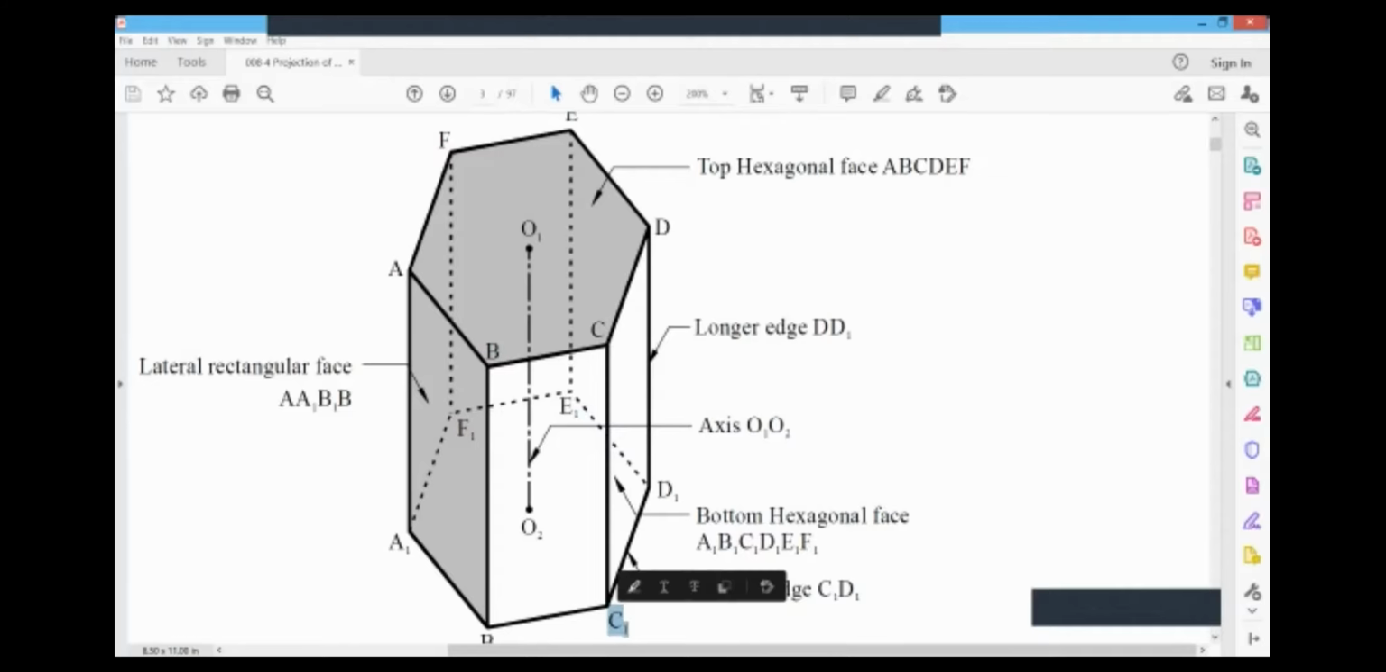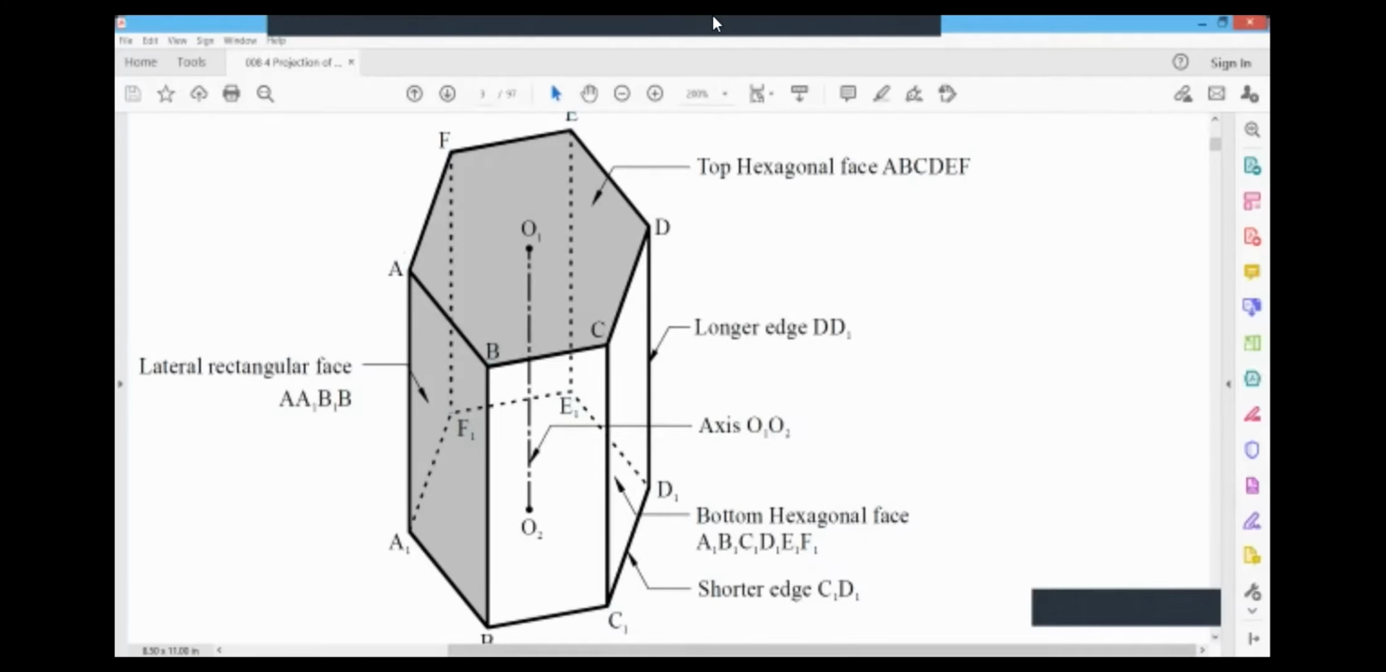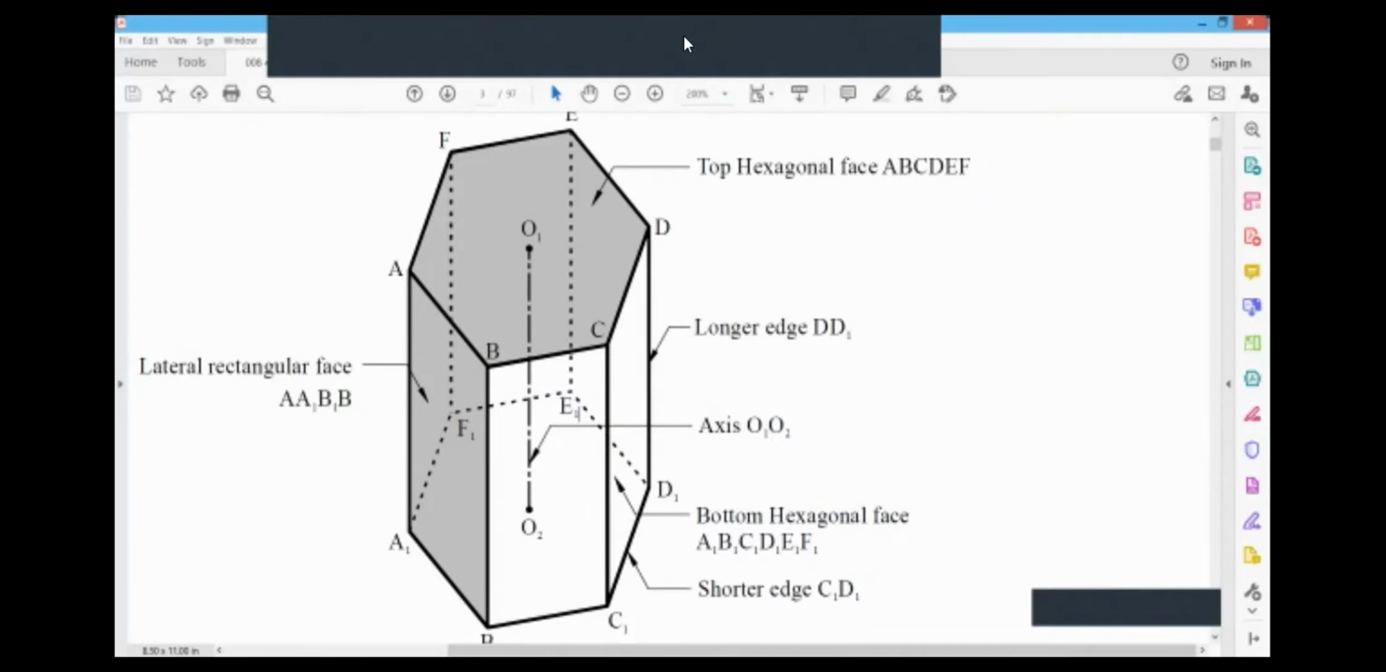Then it may rest on C1, D1, or D1, E1, or B1, C1. The solid may rest on these particular edges, or it may rest on one of its corners. Only D1 it may rest, or only C1 it may rest, or only E1 it may rest. So based on these positioning, your problems will be solved.